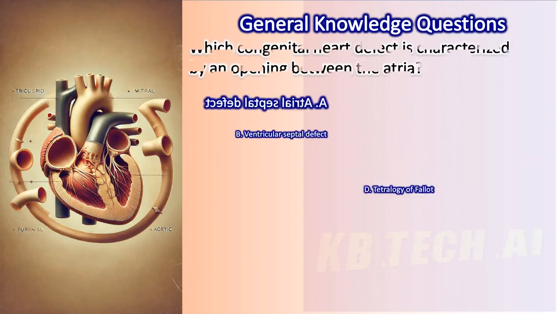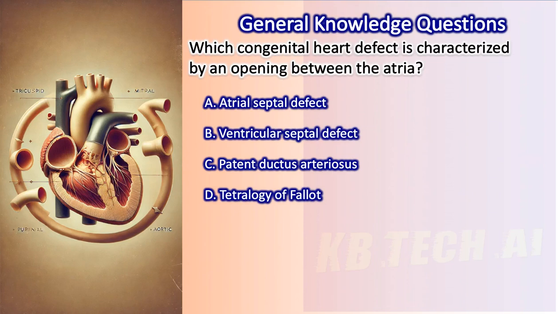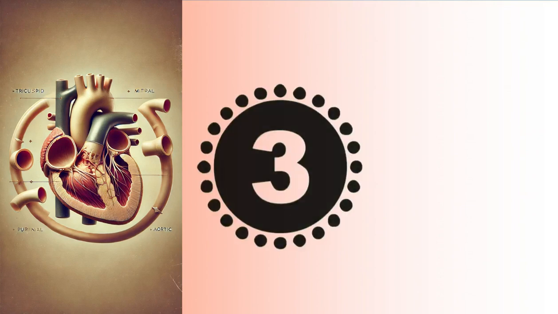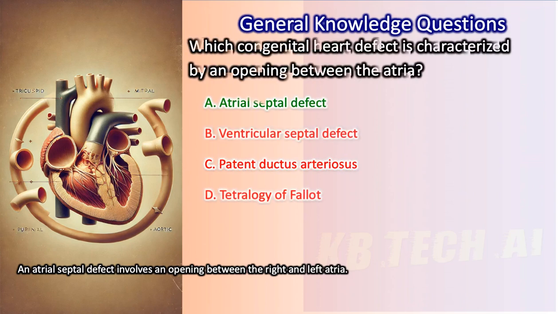Which congenital heart defect is characterized by an opening between the atria? Option 1, atrial septal defect. Option 2, ventricular septal defect. Option 3, patent ductus arteriosus. Option 4, tetralogy of Fallot. The answer is option 1, atrial septal defect.